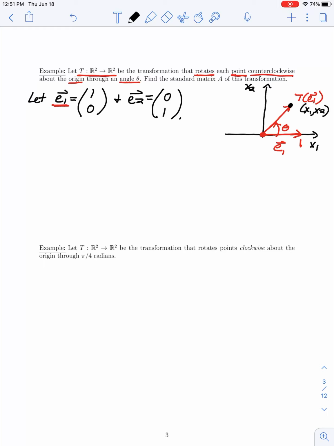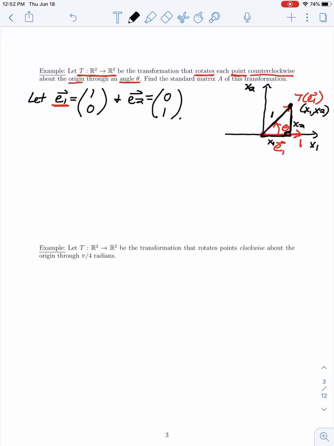So to find the coordinates for that point, I can think about the right triangle which is formed by rotating the vector E1 through that angle theta. I see that x1 would be the horizontal distance I've traveled, and x2 is the vertical distance I've traveled to get to that terminal point. Using trig functions, here we had a vector of length 1, so when I rotate it, it still has length 1.